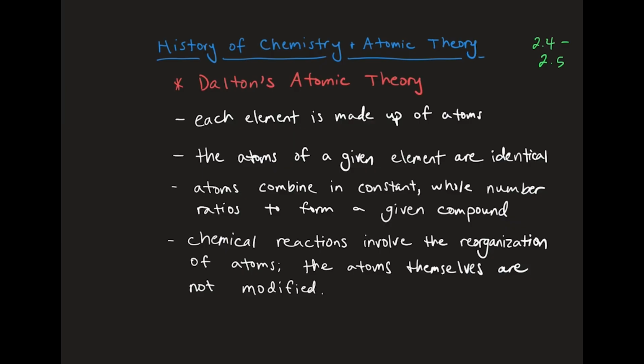As a brief recap, Dalton said that all elements in their pure forms are made up of small indivisible particles called atoms that are unique to each element. However, scientists that followed Dalton discovered that there's a little bit more to it than that. In this video, we'll be discussing some of the experiments that led to the modern model of the atom.